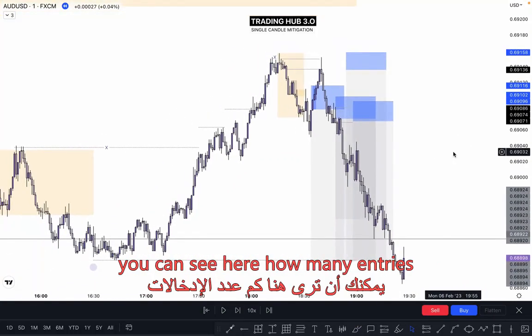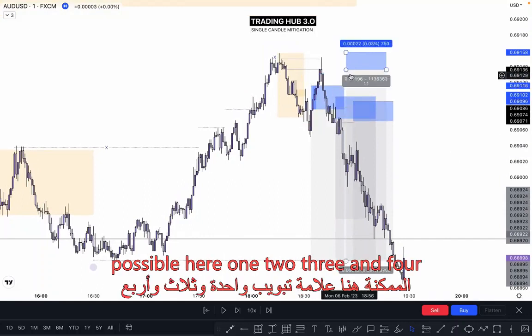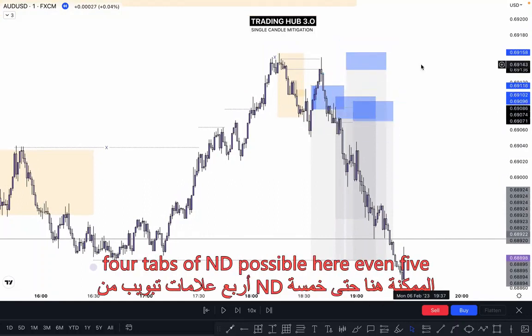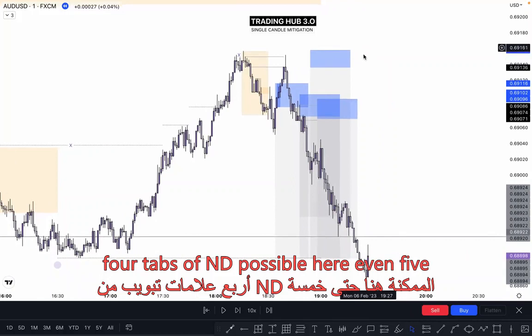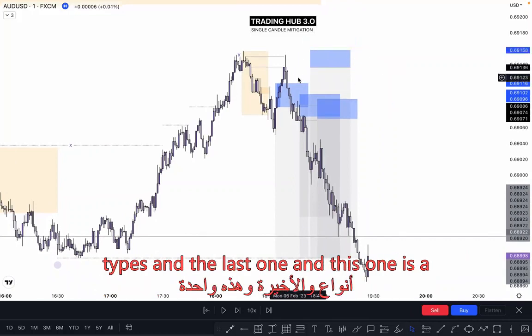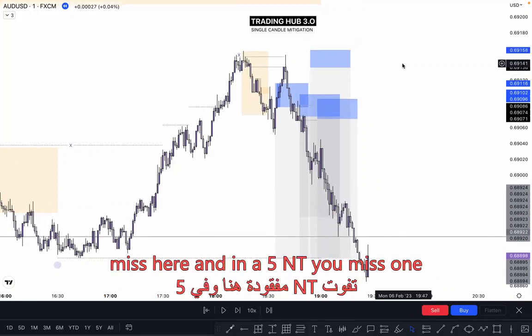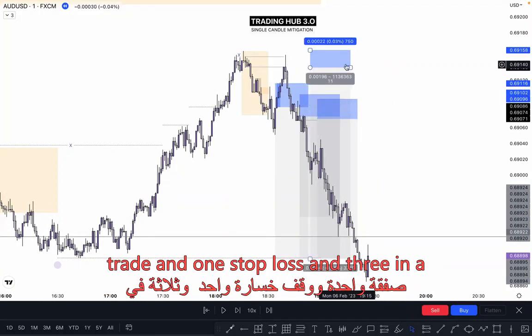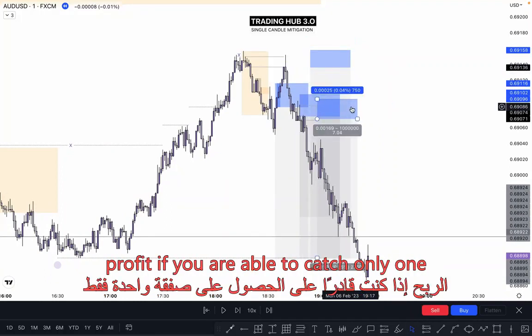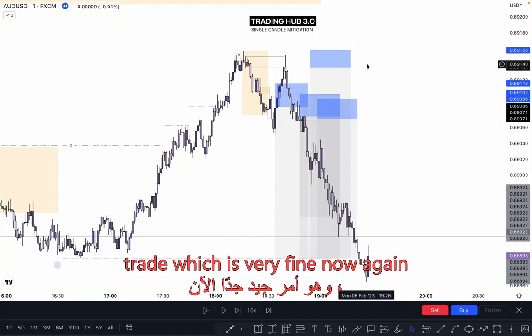As you can see here, how many entries are possible here? 1, 2, 3 and 4 types of entry are possible here, even 5 types, and the next one. And this one is a miss here, and in the 5 entries you miss 1 trade, 1 is a stop loss and 3 are in profit. If you are able to catch only 1 trade, which is very fine.